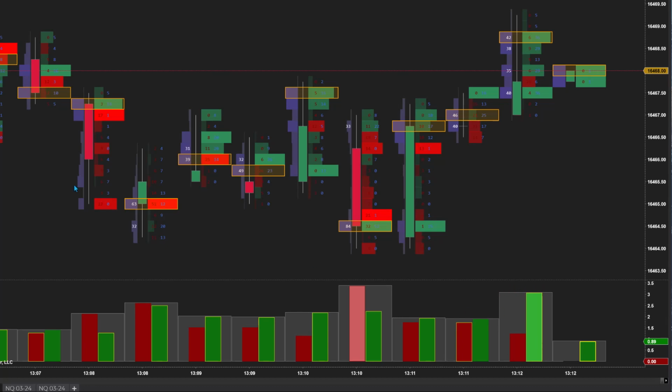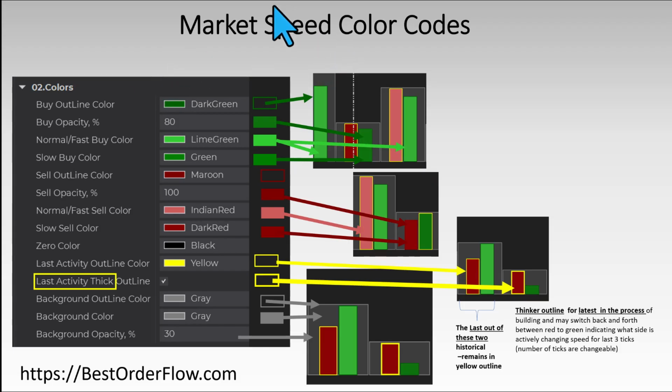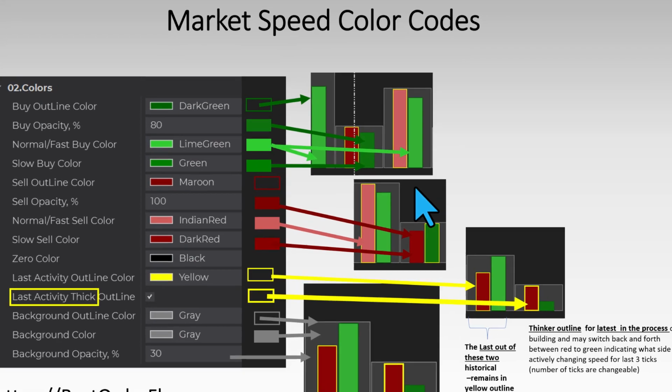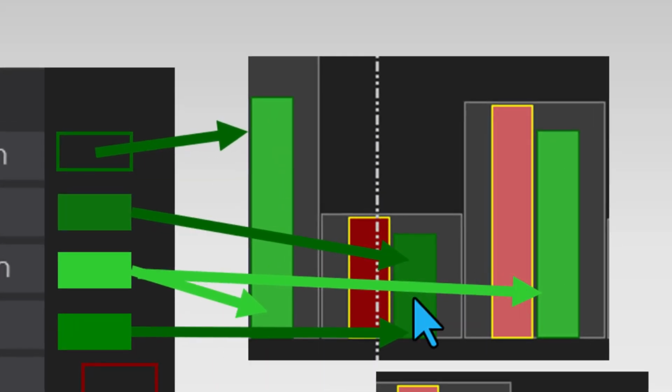And when we open properties for the market speed indicator and go to section 2, we can change any colors that we would like to. Notice that there are two different shades for the same color. If we take a look at this green and that green, the brighter green indicates faster speed, and this darker green indicates a normal or slower speed for buying. The same for the sellers. You see the bright red color and the dark red color. Dark red is the normal or slower speed to sell, and the brighter red color is for the faster speed of sale.